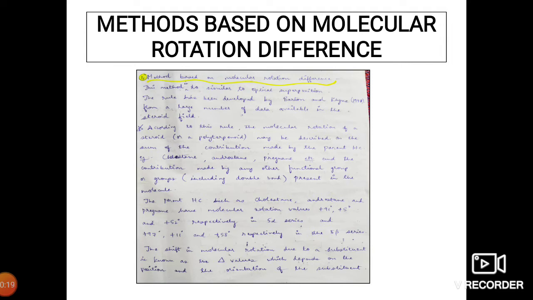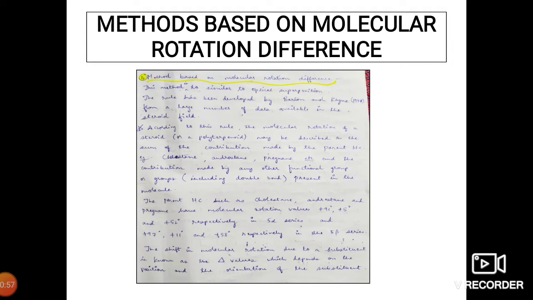According to this rule, the molecular rotation of a steroid or a polyterpenoid may be described as the sum of the contribution made by the parent hydrocarbon, for example cholesterol, androstenedione, pregnane, etc., and the contribution made by any other functional group or groups, which includes double bonds, present in the molecule. The parent hydrocarbons such as cholesterol, androstenedione and pregnane have molecular rotation values of 91, 5 and 52 degrees respectively in the 5 alpha series, and +97, +11 and +58 respectively in the 5 beta series.